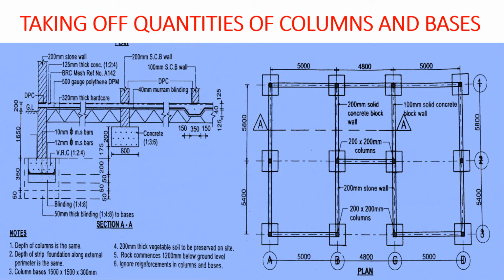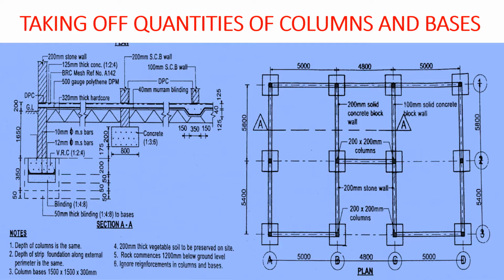Now let's go through the plan that we have. As you can see, we have the plan. We have section AA, and then we have the plan itself. So on our section AA, this is where we have cut the section, as you can see here. So you can see we have the base, we have the column. So these are our columns. These ones are our columns. They are 12 in number.